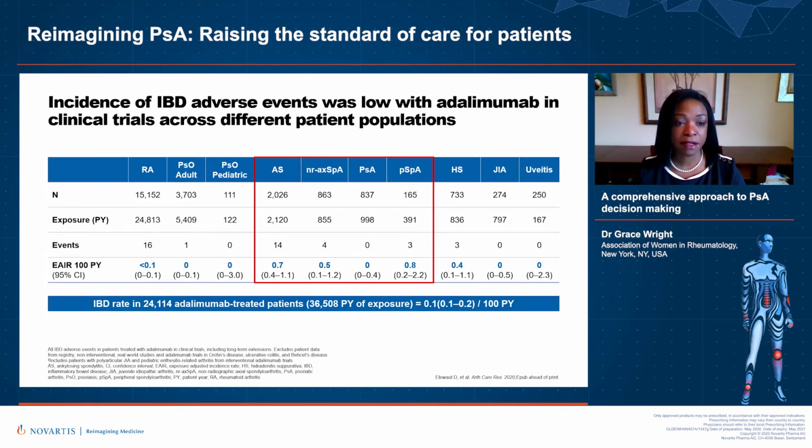When we look at the incidence of inflammatory bowel disease adverse events across an adalimumab population, and this was a long-term pooled data set, here we're going to look at the exposure-adjusted incidence rate, which is the bottom line in this grid, across multiple populations. I'm going to focus your attention on the numbers in the red square, which look at ankylosing spondylitis, non-radiographic axial spondyloarthritis, psoriatic arthritis, and peripheral SpA. And the exposure-adjusted incidence rates are 0.7, 0.5, 0, and 0.8 in this population.